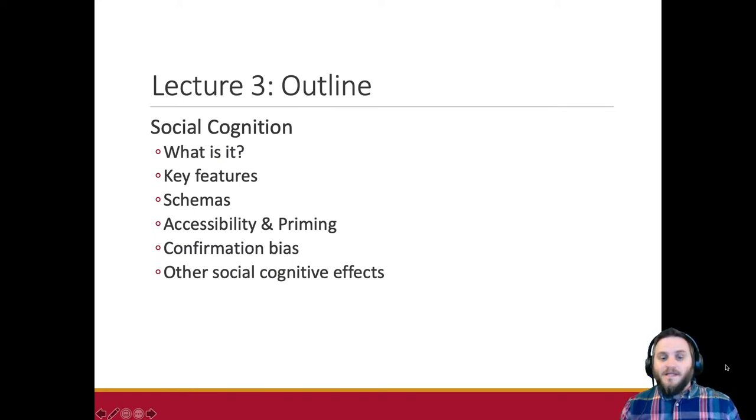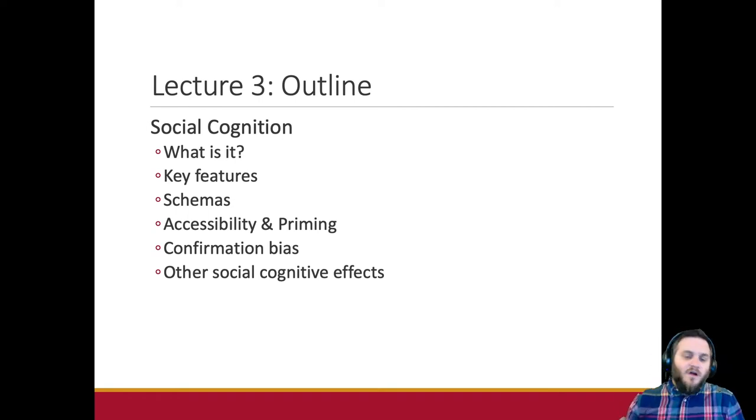All right, so what is social cognition? We talked a bit about it in the last episode in lecture 2. So we'll go through some key features. We'll talk a little bit more about schemas with respect to social cognition in general. Again, that should be review from lecture 2. And then we'll go into a little bit of priming and accessibility of memories and how priming works.